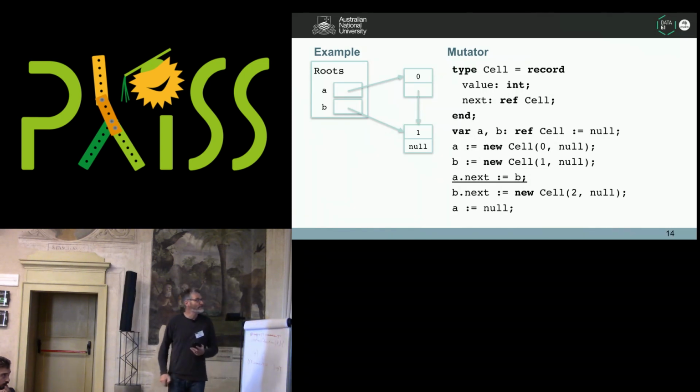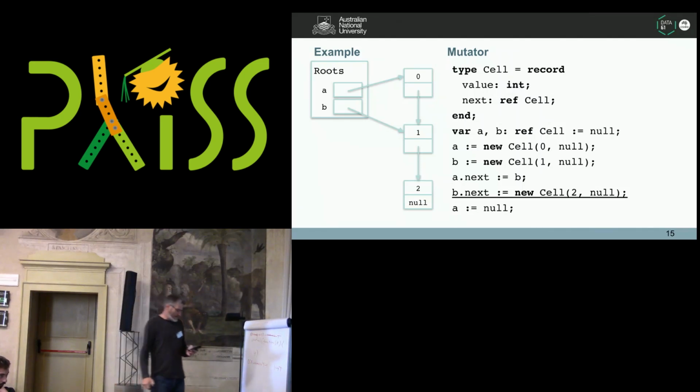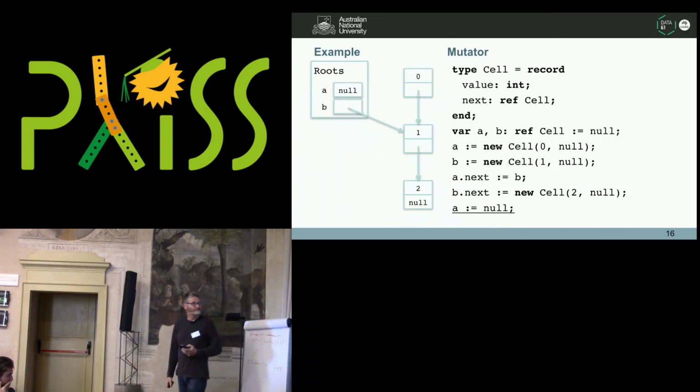We can mutate the object that's referred to by variable A to have a reference to B now, so that's taken the B reference and stored it in that field of the object that's referred to by A. And we can go ahead and allocate another cell with value 2 and stick it into the next field of the B-referred object there. And then we might, in fact, set the local variable A to null.